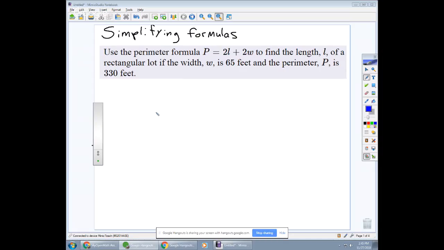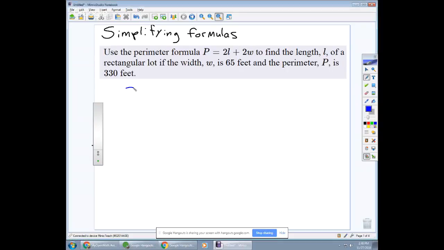Let's look at some problems where we simplify formulas. The perimeter of a rectangle is twice the length plus twice the width. Here, we want to find the length of a rectangular lot if the width is 65 feet and the perimeter is 330 feet. So first, we'll plug in the given information.